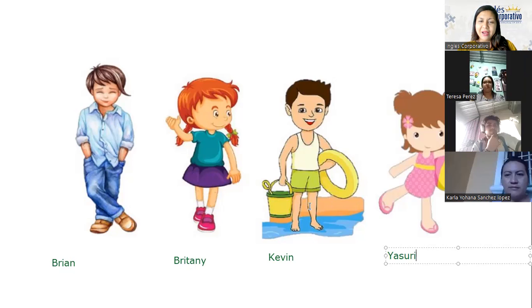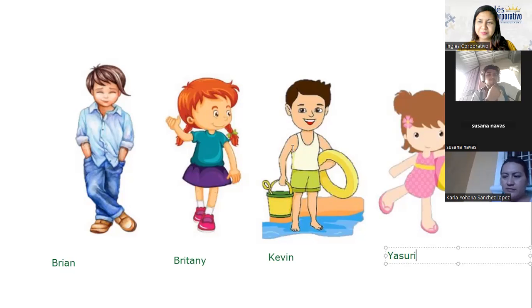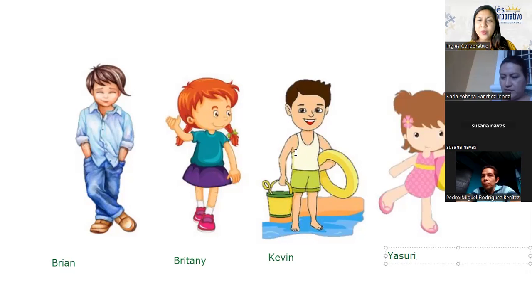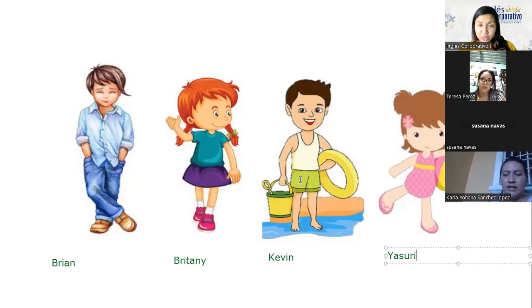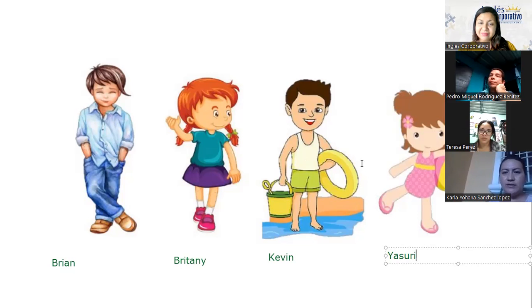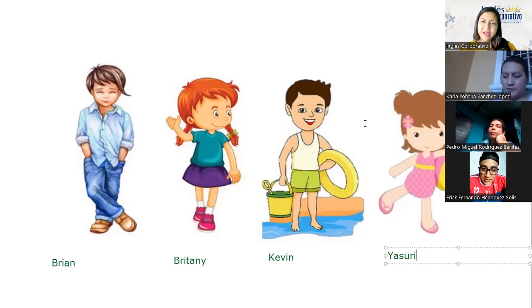Purple shirt, and white socks. And what about Kevin? He looks good. What is he wearing? Light yellow. A white top? White top. Light green shorts. Only that. And he's barefoot. Anda descalzo. He's barefoot. And what about Yasuri?